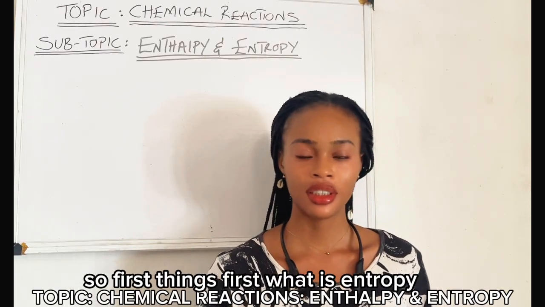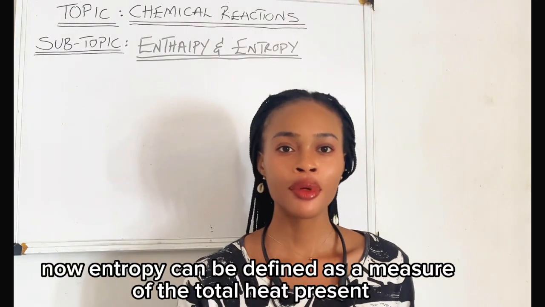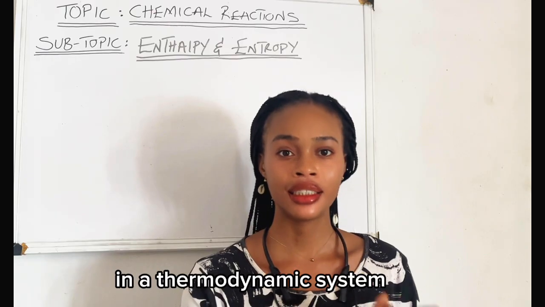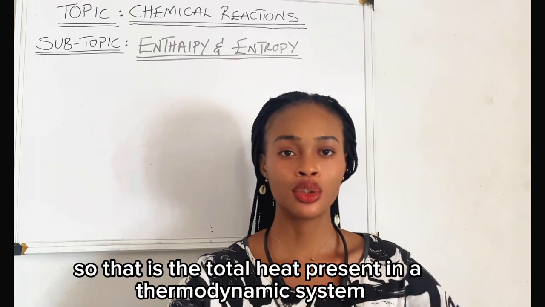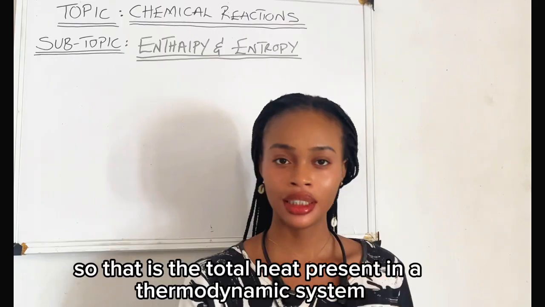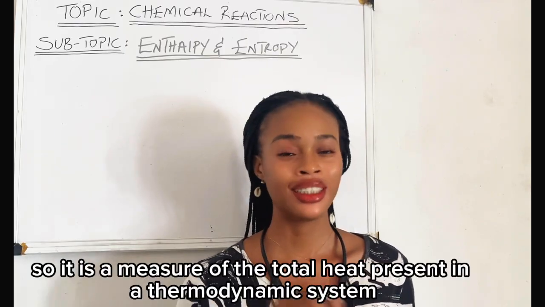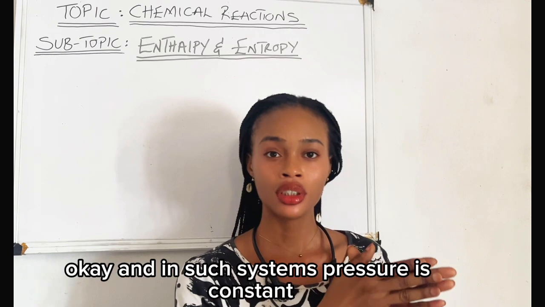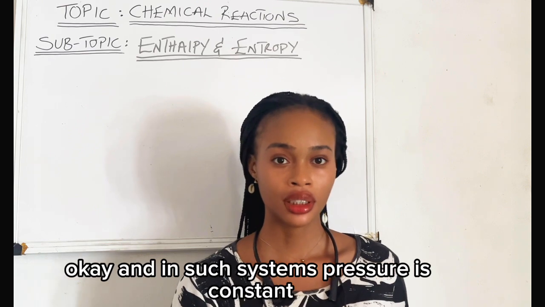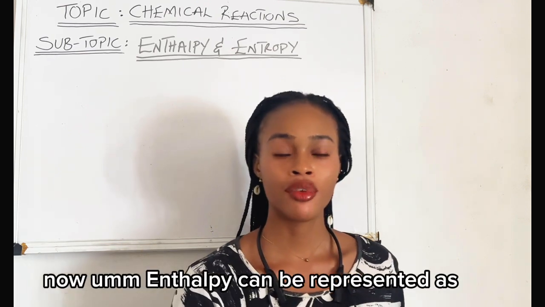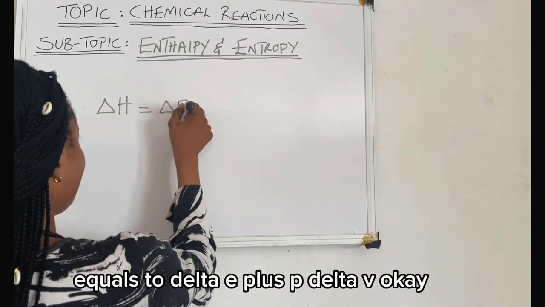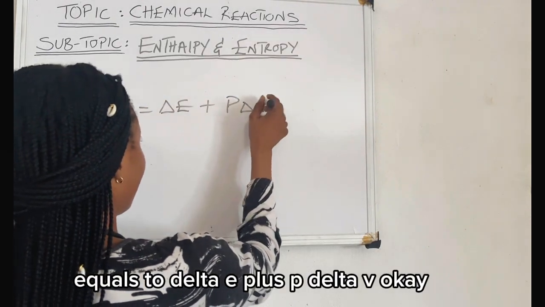Okay, so first things first, what is enthalpy? Enthalpy can be defined as a measure of the total heat present in a thermodynamic system. So the total heat present in a thermodynamic system is referred to as enthalpy. In such systems, pressure is constant. Enthalpy can be represented as H equals delta E plus P delta V.